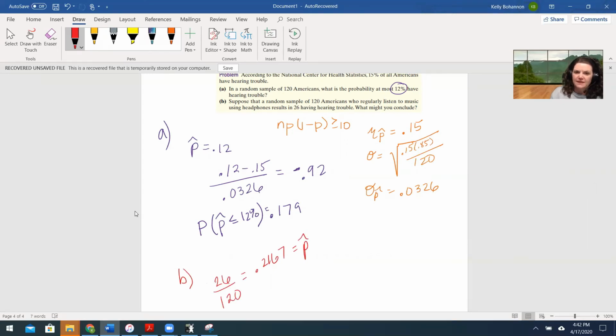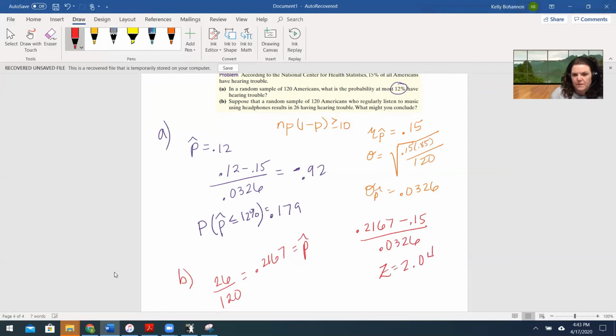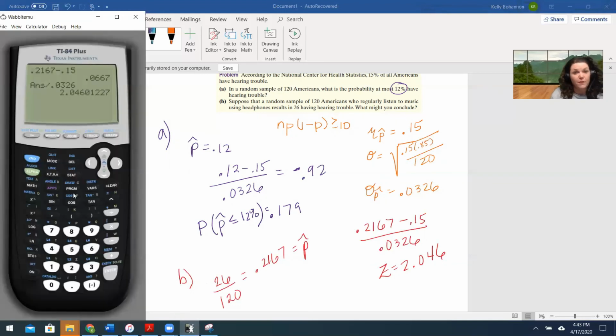I'm going to plug that into my Z-score formula and use my calculator. I get 2.046. You could use your Z table if you would like, but I'll just use my calculator since it's a little easier to show than pulling up a Z table. Normal CDF. I am right now going to shade from the left. That may not be my final statement, but I am going to do a normal cumulative CDF.